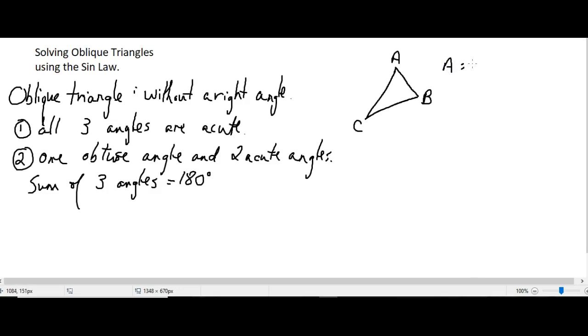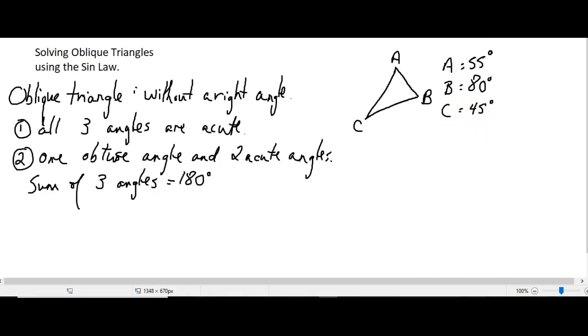Where A is equal to 80 degrees. Actually, A looks a little more like it might be 55 degrees, and B is about 80 degrees, and C then must be 45 degrees. The sum of those angles is 180 degrees.